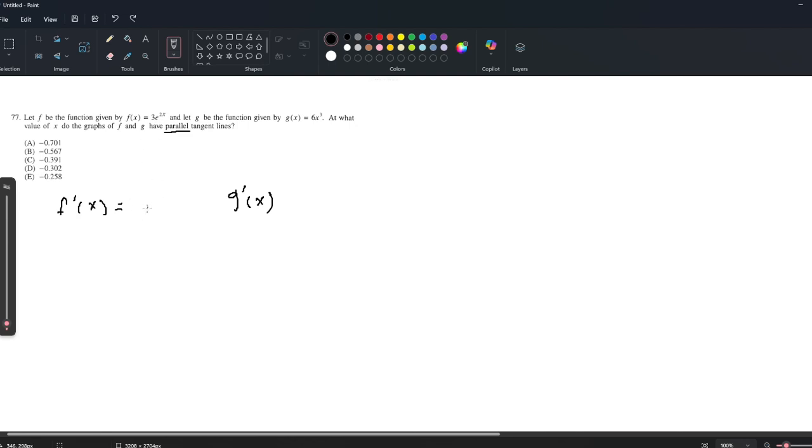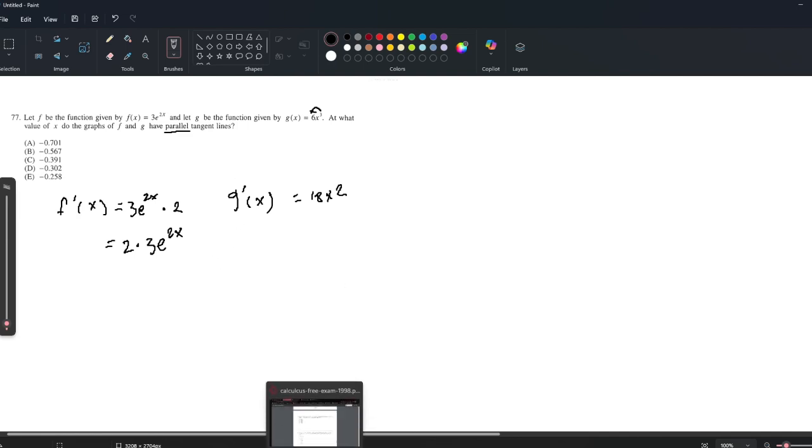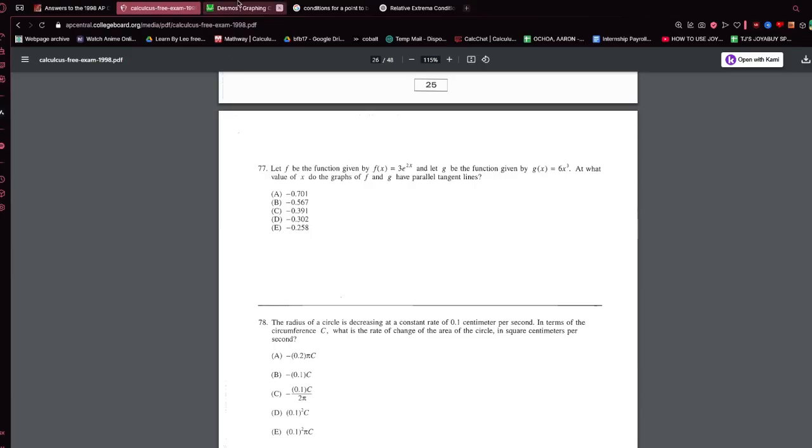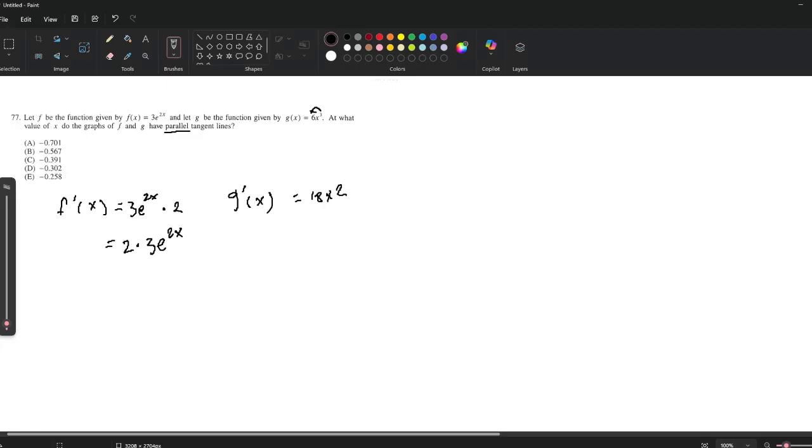So the derivative of 3 times e to the 2x is 3 times e to the 2x times the derivative of this exponent. So you got to apply the chain rule. So it equals 2 times 3e to the 2x. And g prime of x is just 18x squared. So now I can just pull up Desmos and put my answers in.